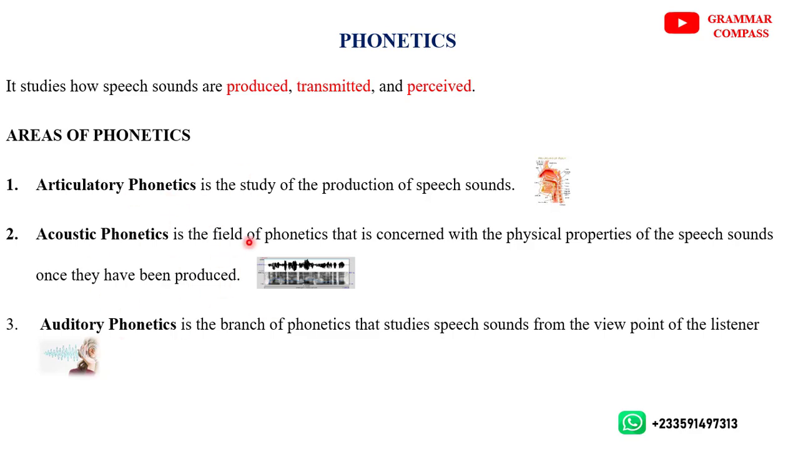These are the 3 areas of phonetics: the production of speech sounds, articulatory phonetics; the study of the physical properties of the speech sounds when they are produced, acoustic phonetics; and then how the ears and the brain make sense of what we hear, auditory phonetics. We will learn more about articulatory phonetics later in this lesson. Now let us talk briefly about acoustic phonetics and then auditory phonetics.